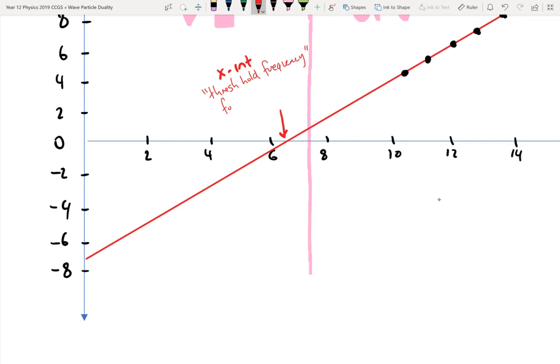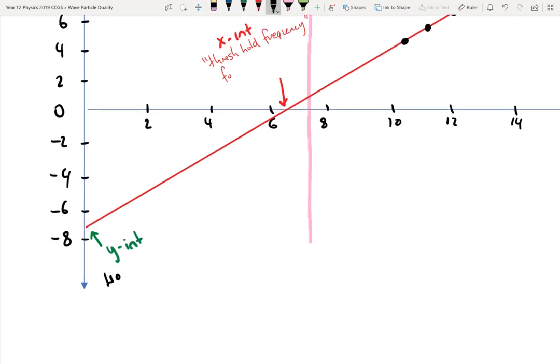Then, the y-intercept, down here. The y-intercept is the work function. Okay, the work function of the metal. So again, if you extrapolate it back, that's going to tell us how much energy would be required to bump your electrons into the positive required voltage.